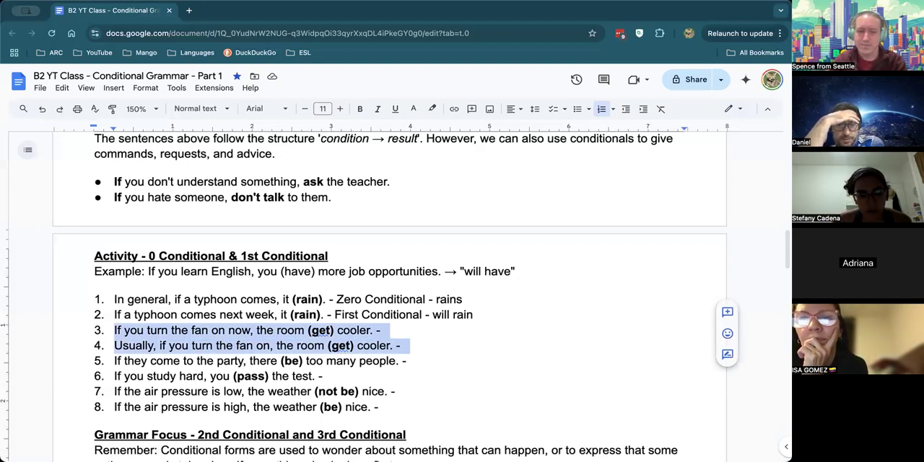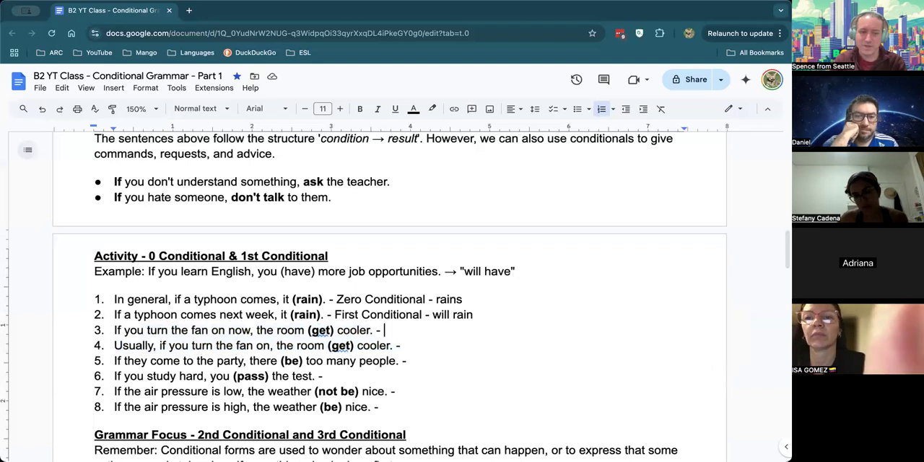If you turn the fan on now, the room gets cooler. Usually, if you turn the fan on, the room gets cooler. Okay, so let's do number 1. If you turn the fan on now, the room, is this first conditional or zero conditional? Zero conditional. Zero conditional, always?